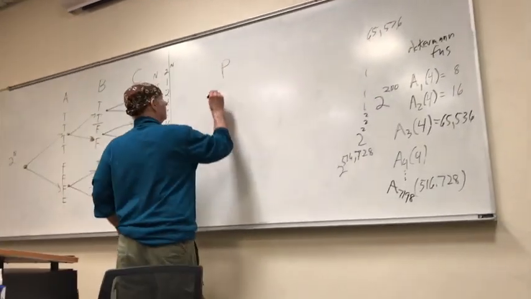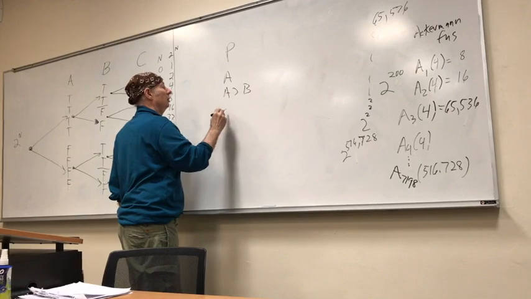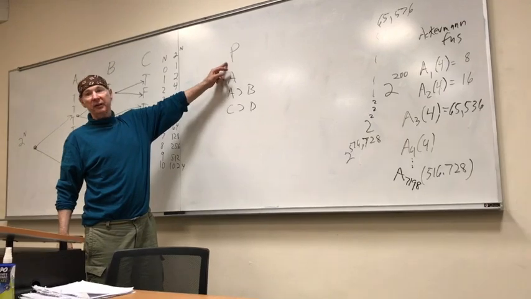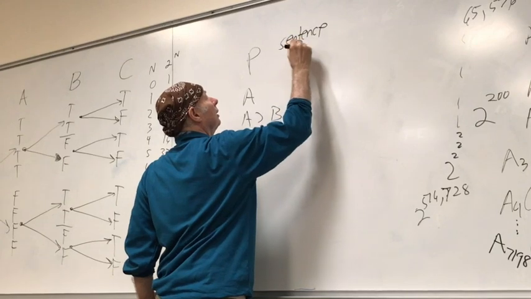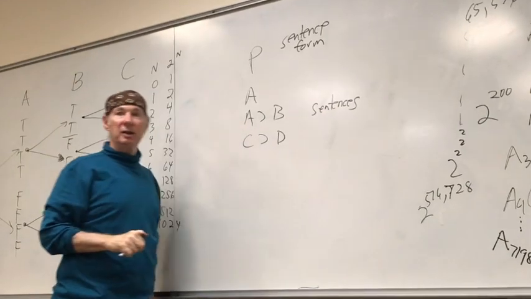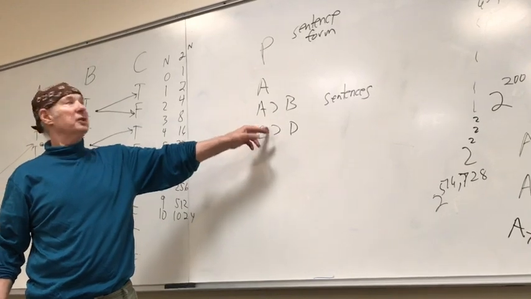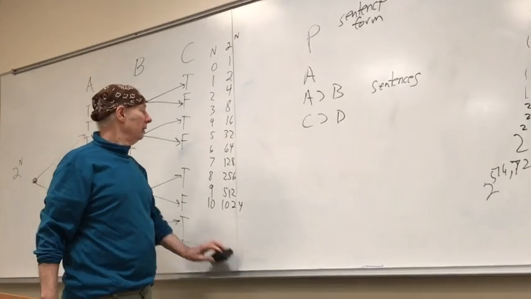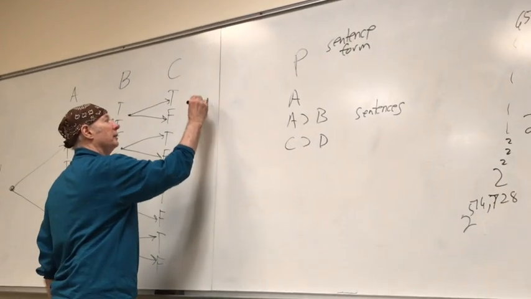Here is a sentence in the language of sentence logic: just A, or A horseshoe B, or C horseshoe D. And this is a variable. It's called the sentence form. And these are called sentences. The question we want to raise is when the sentences have the same shape as the sentence form. So let's move to something a little bit easier, and then I'll get back to that one.